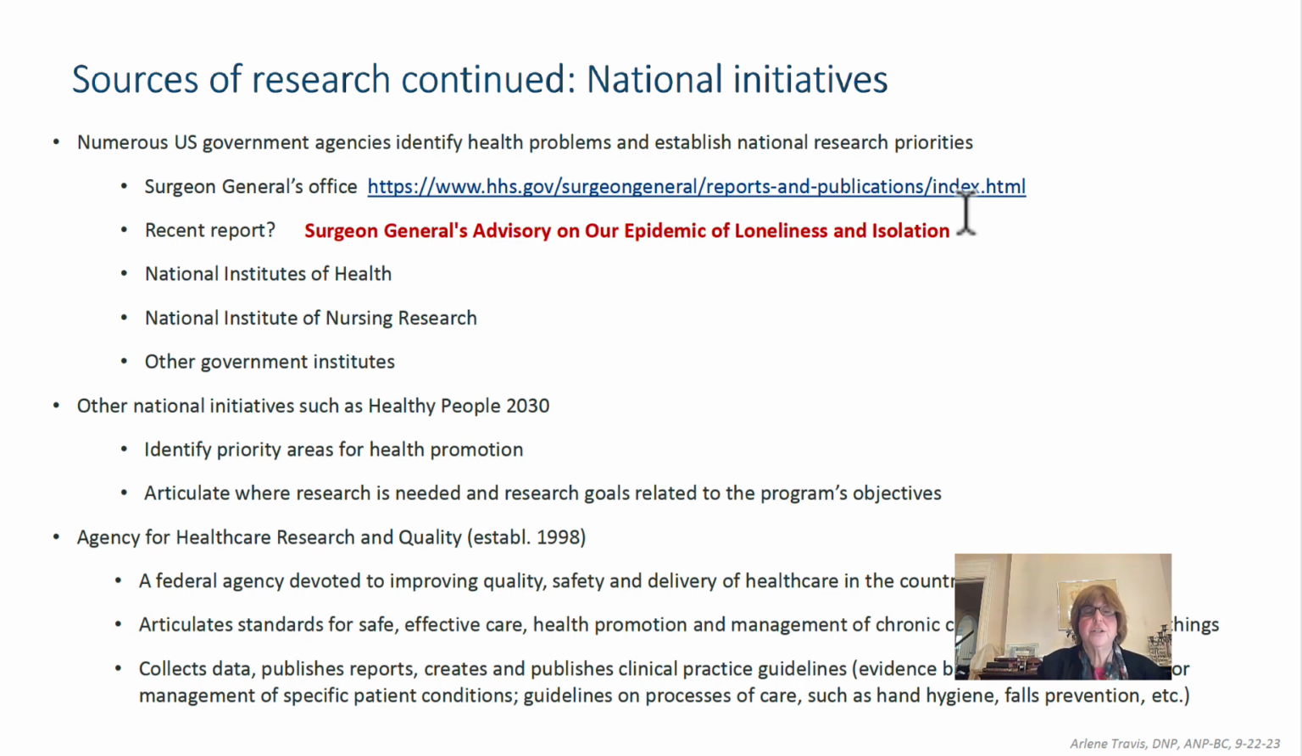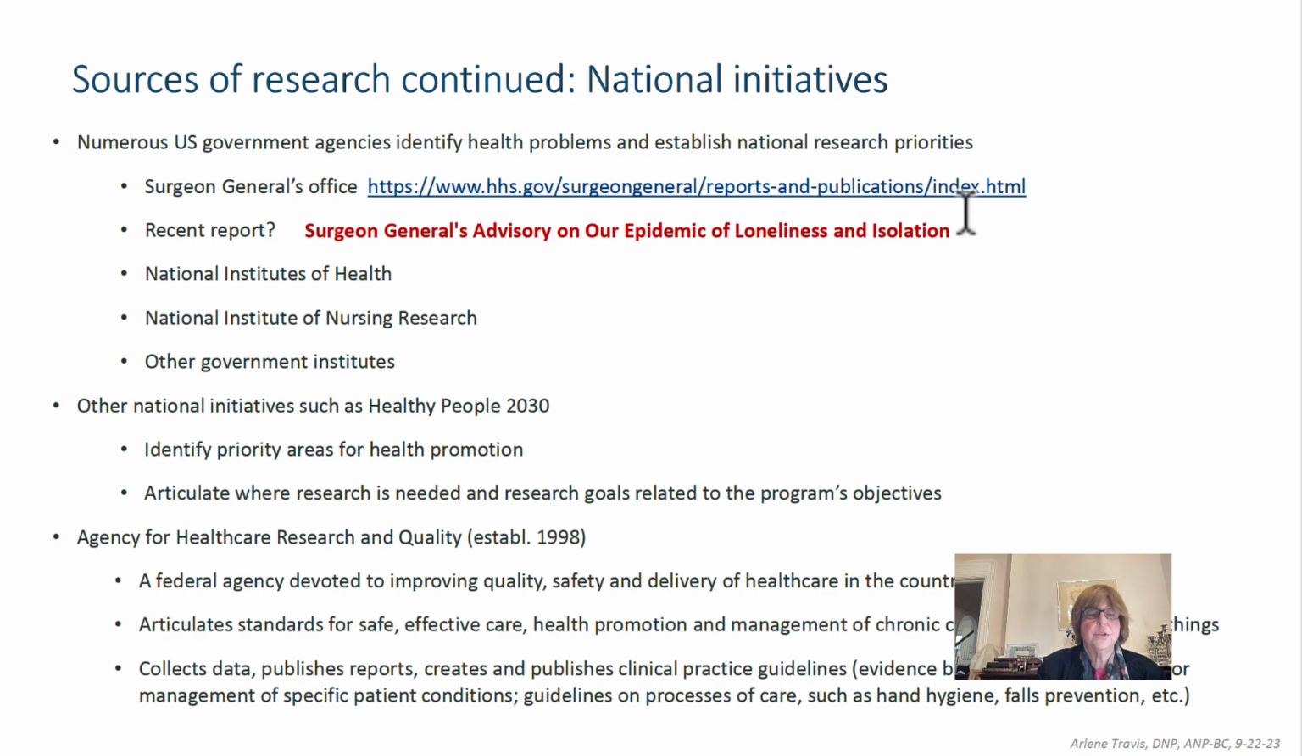So numerous U.S. agencies identify health problems and establish national research priorities. So before I gave you the NIH as an example, there's the Surgeon General's office. You could look at a recent report from the Surgeon General's advisory on our epidemic of loneliness and isolation. And certainly during COVID, that was exacerbated tremendously. And still, on the one hand, it might seem more convenient, not everybody going into the workplace, but it also increases loneliness and isolation.